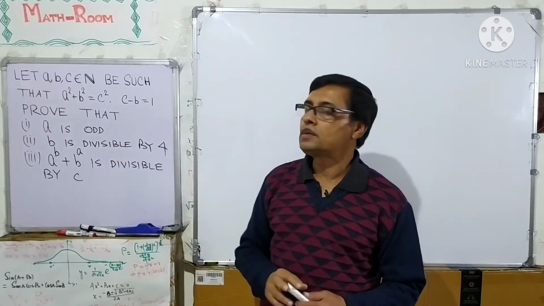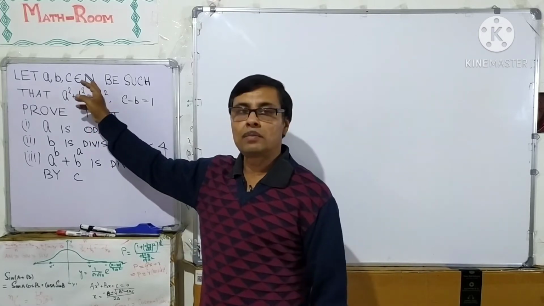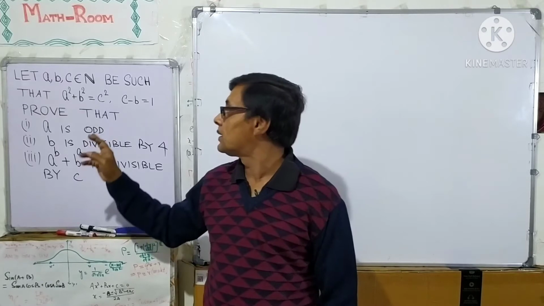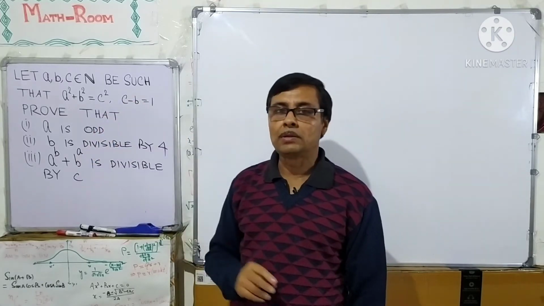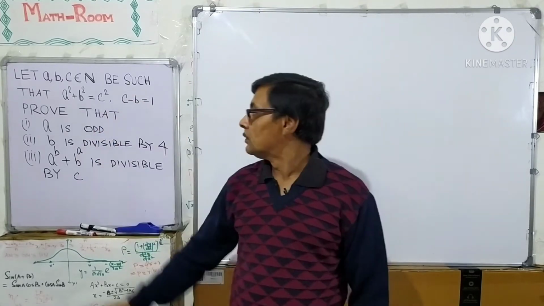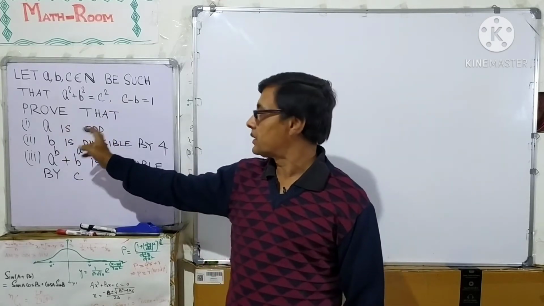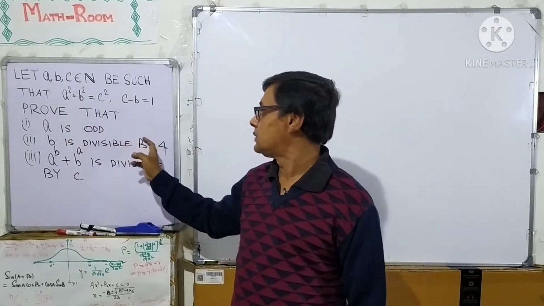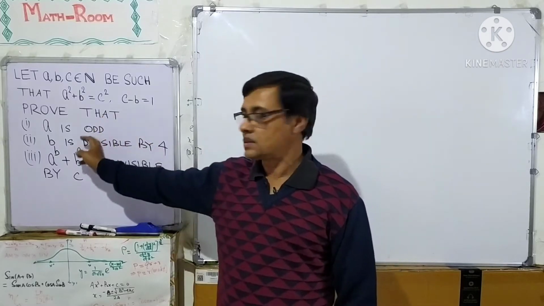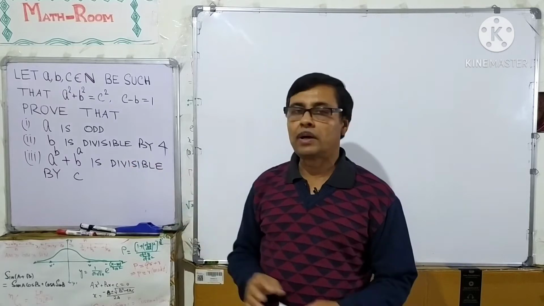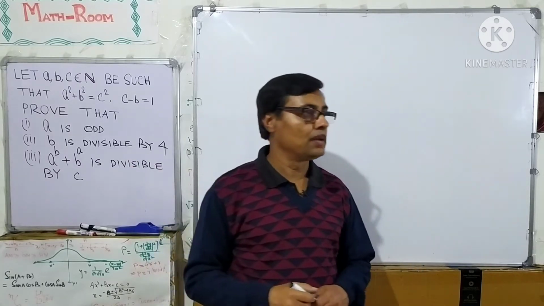Here the problem is: let a, b, c belong to the set of natural numbers such that a square plus b square equals c square and also c minus b equals 1. We have to prove these three statements. First statement is a is odd, second statement is b is divisible by 4, and third statement is a to the power b plus b to the power a is divisible by c. Now let us begin.